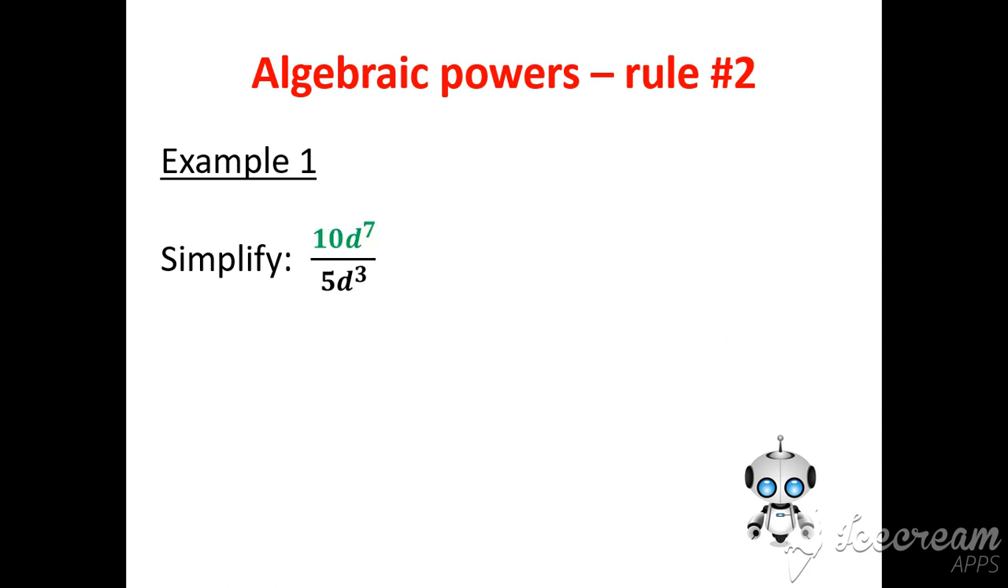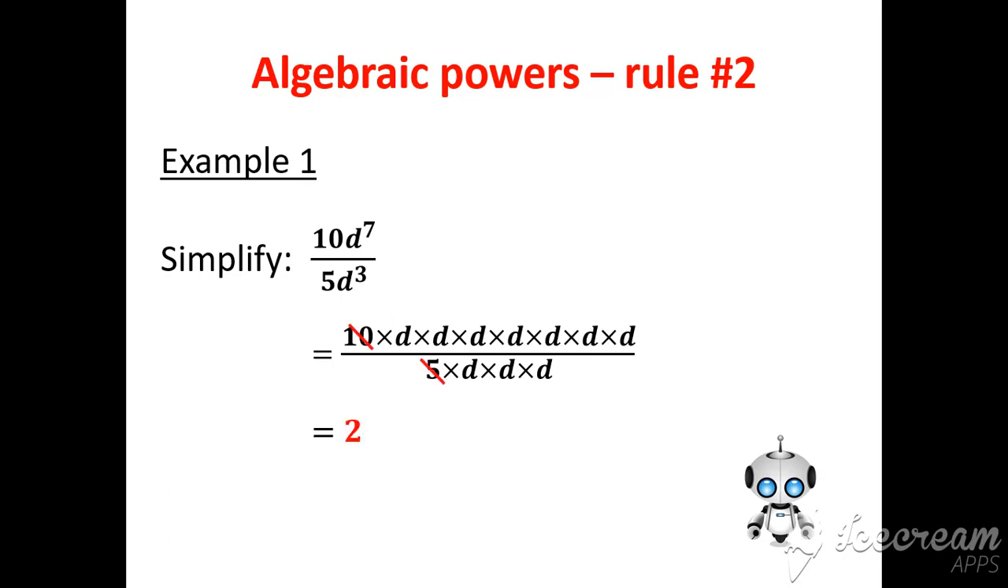On the top we have 10 times d to the power of 7, which is 10 times d times d times d times d times d times d times d. I think I got all the d's. And we're dividing that all by, on the bottom, 5 times d cubed, which is 5 times d times d times d. Let's start with the coefficients, the numbers. We can simplify them by going 10 divided by 5, which is 2.